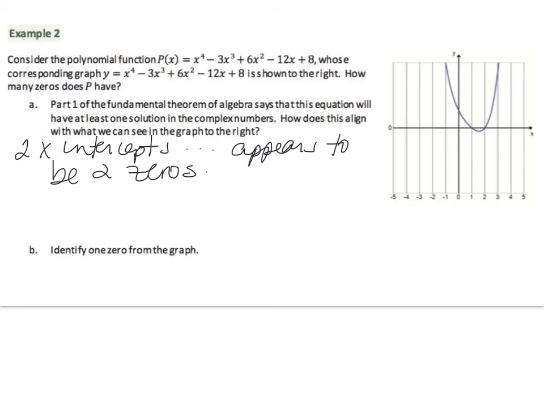Okay, the problem says that we are guaranteed one zero, but because of the graph, we know that there are at least two zeros. Letter B, identify one zero from the graph. It looks like I have 1. Okay, one zero is in fact 1.